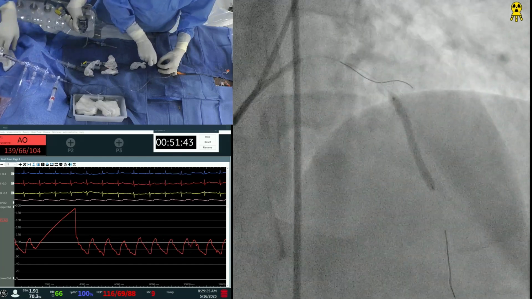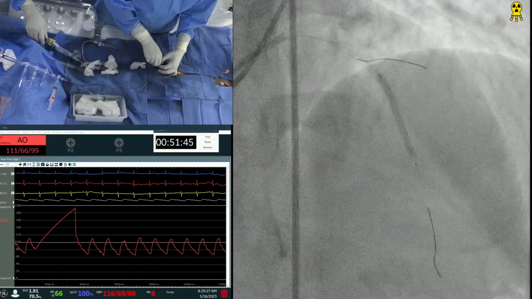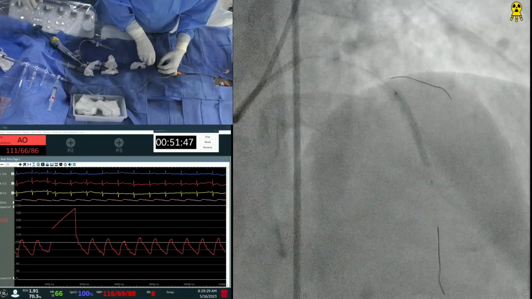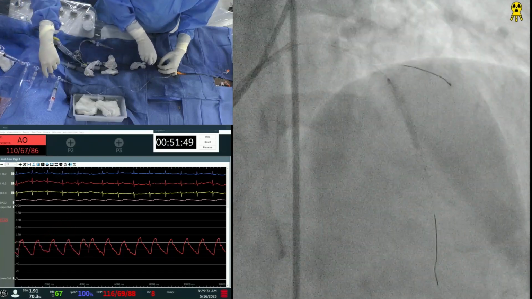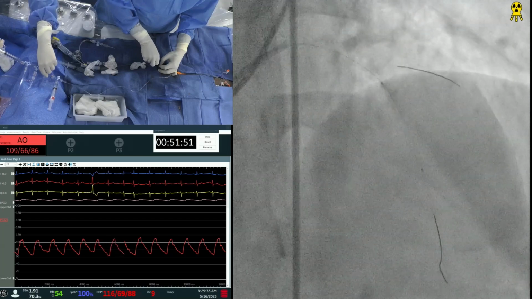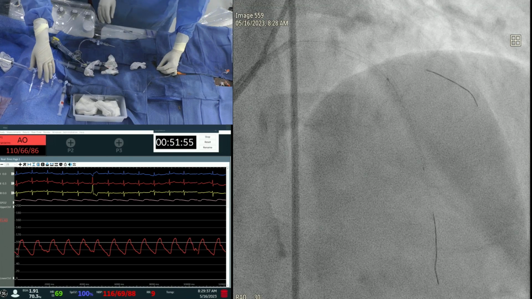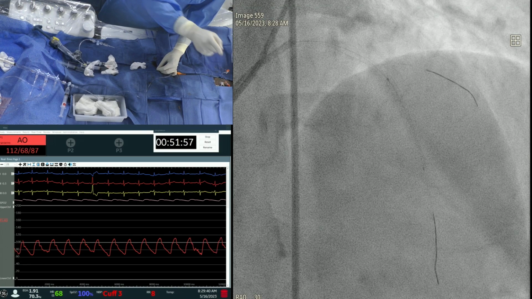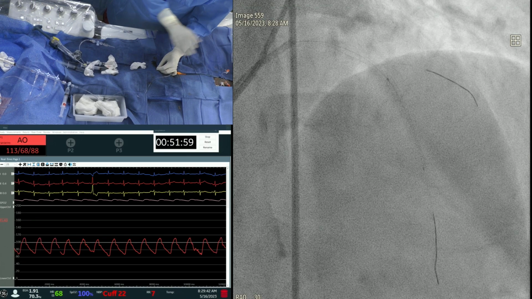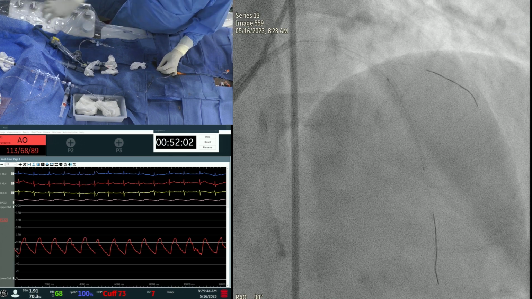I'm just trying to save time. Get a 2.5 balloon, just to change the direction. Significant disease in the LAD before the bifurcation was not allowing the wire movement. That's very important.